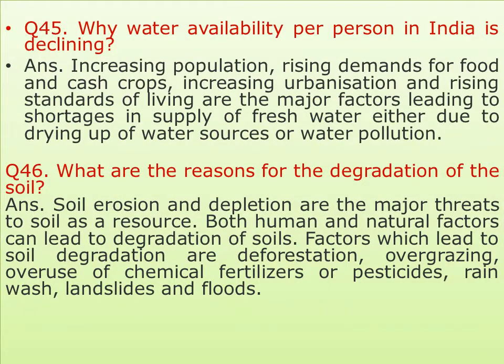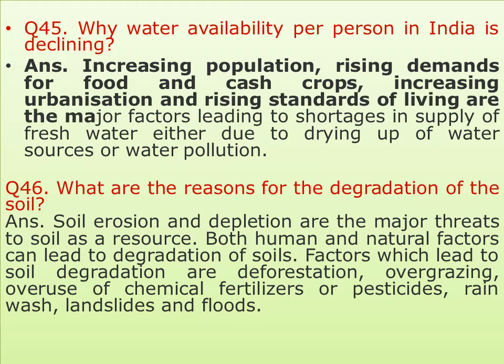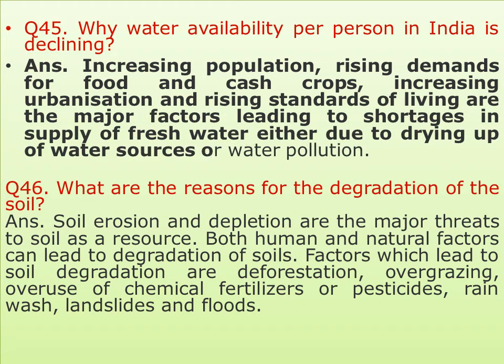Question number 45. Why is water availability per person in India declining? Answer. Increasing population, rising demands for food and cash crops, increasing urbanization, and rising standards of living are the major factors leading to shortages in supply of fresh water, either due to drying up of water sources or water pollution.